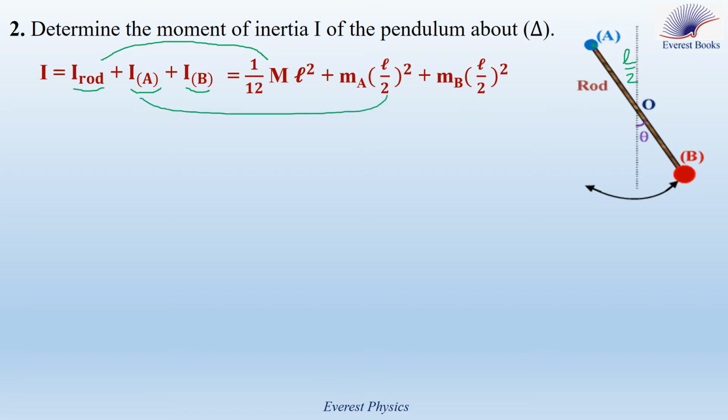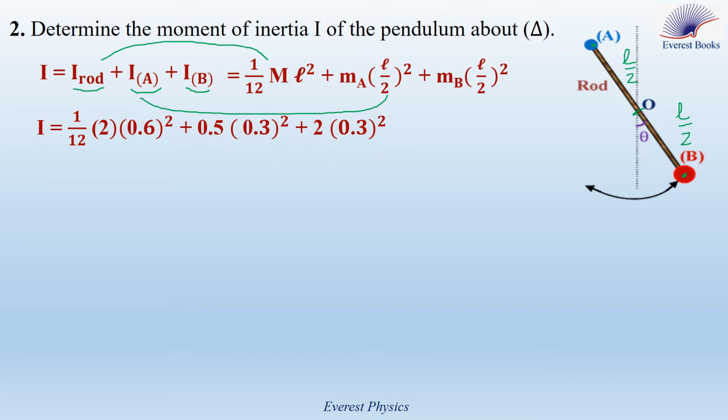Similarly, the moment of inertia of particle B is equal to the mass of particle B times the square of the distance between B and O. This distance is equal to L over 2. So the moment of inertia of B is equal to mb times L over 2 squared. Now substitute each physical quantity by its value. The mass of the rod is equal to 2 kg. The length of the rod is equal to 0.6 meter. The mass of particle A is equal to 0.5. L over 2 is equal to 0.3 and mb is equal to 2 kg. Therefore, the moment of inertia of the system about delta is equal to 0.285 kg meter squared.